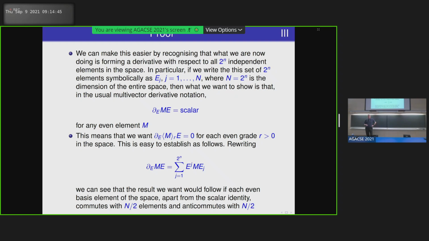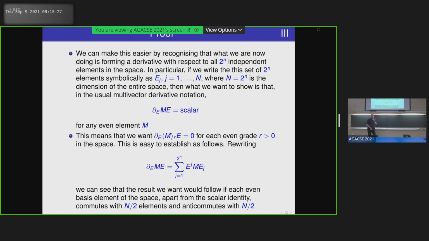Now, why is that true? We can make this easier by recognizing that what we're now doing is forming a derivative with respect to all the 2 to the n independent elements in the space. Let's write those symbolically as e_J, J from 1 to big N. And what we want to show is that in the usual multivector derivative notation, if we differentiate with respect to the general element E through M, we get a scalar for any even element M. So write that again: d_E, r-part of M, E equals 0 for each even grade r greater than 0 in the space. And we can rewrite that like this.